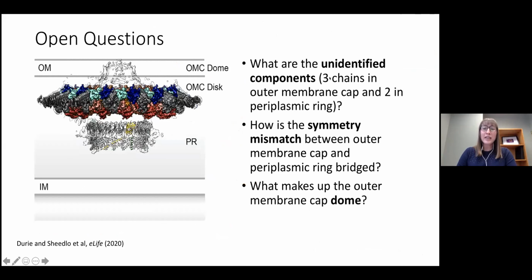In addition to those 3 unidentified chains in the outer membrane cap, we also had 2 polyalanine chains that we were able to build into the periplasmic ring, but we weren't able to identify what those components were. Again, we didn't understand how the symmetry mismatch was accommodated between these regions and had a big question about what was going on with the dome portion of this map.